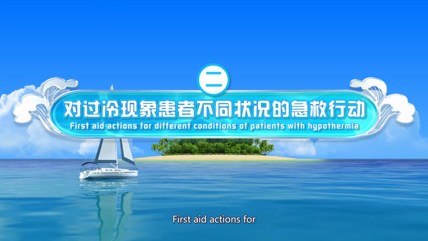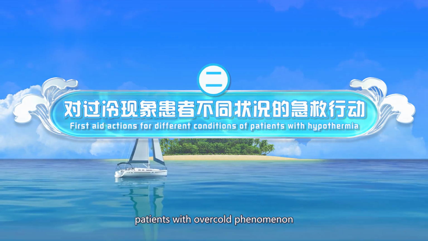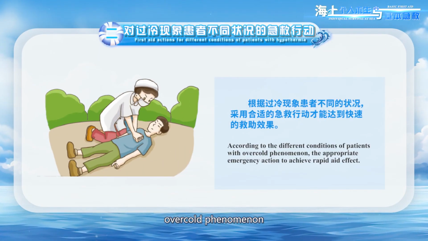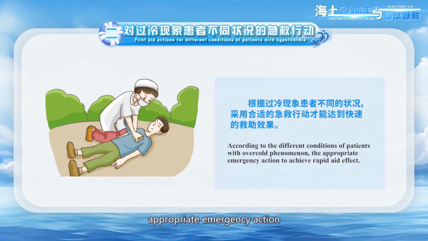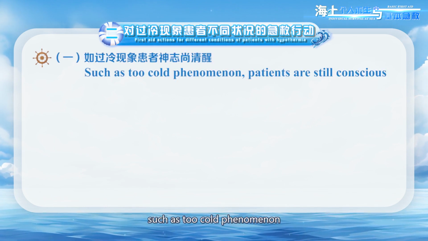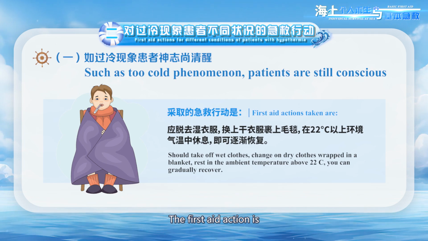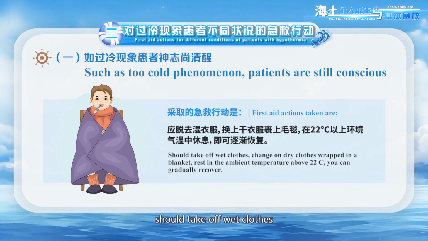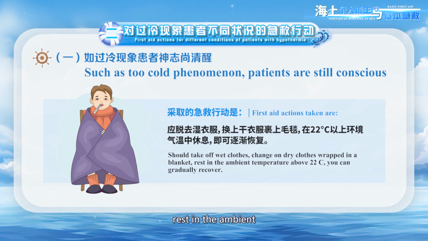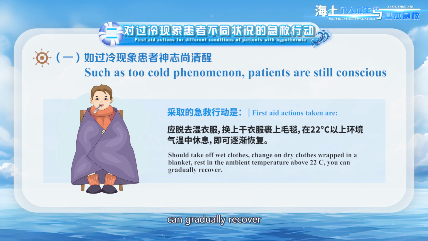Content 2. First aid actions for different conditions of patients with overcooling. According to the different conditions of patients with overcooling, appropriate emergency action is taken to achieve a rapid rescue effect. 1. If overcooled patients are still conscious, the first aid action is to take off wet clothes, change into dry clothes wrapped in blankets, and rest in an ambient temperature above 22 C, and they can gradually recover.